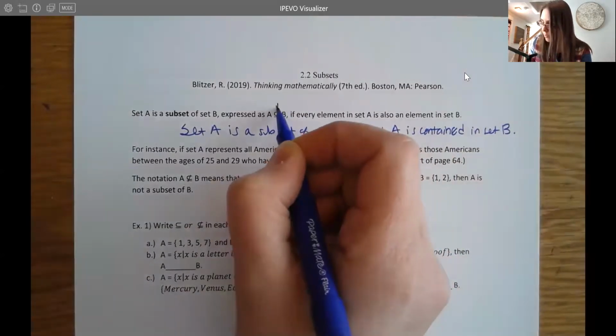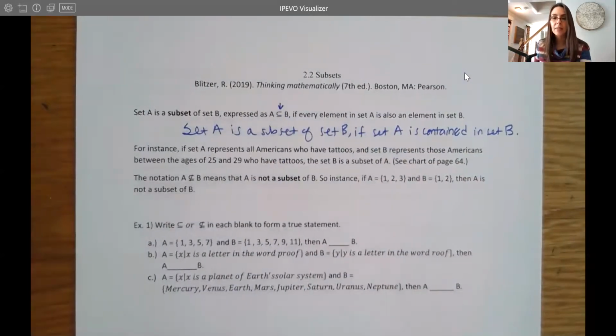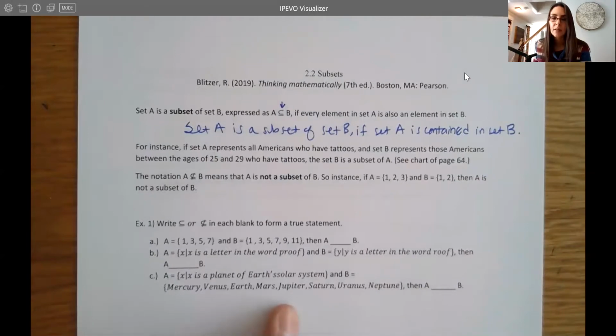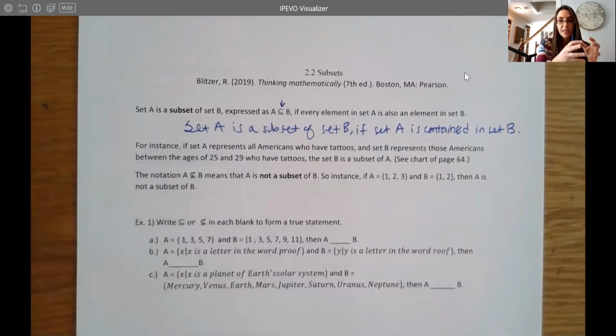And we use this symbol right there for subset. Notice it's a different symbol than element. So with elements, which we learned about in the last few videos, you have a particular item that is part of a set. Here we're saying that there's one whole set that is part of another whole set. So as one set is contained in another set.